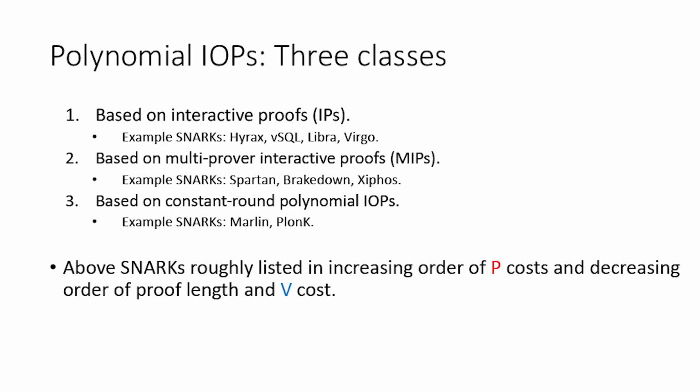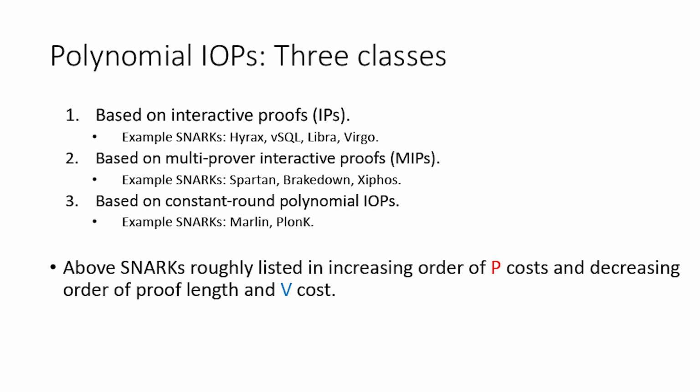Okay, so at a high level, there are three classes of polynomial IOPs. The details I'll maybe say something about on Tuesday, but today it's not really going to matter. You can design a polynomial IOP based on something called interactive proofs, something called multi-prover interactive proofs, and something that I call constant round polynomial IOPs. And I've roughly listed them in order of increasing prover costs from top to bottom and decreasing verifier costs.